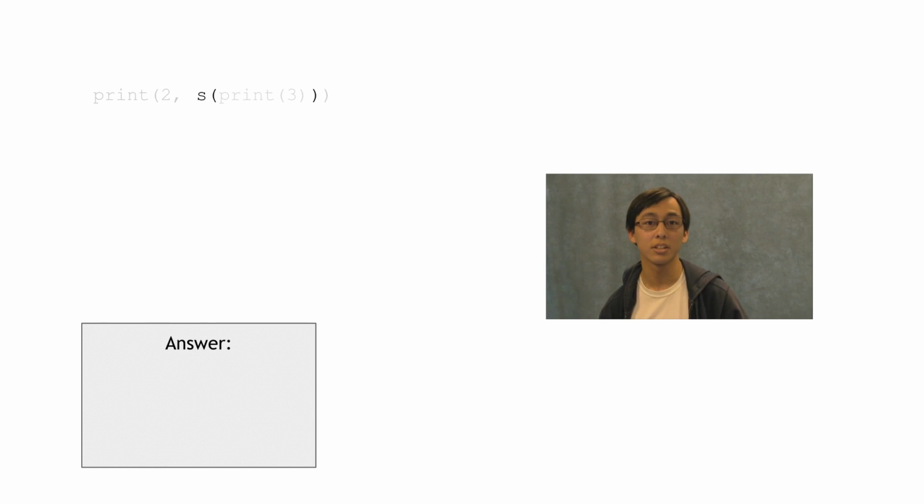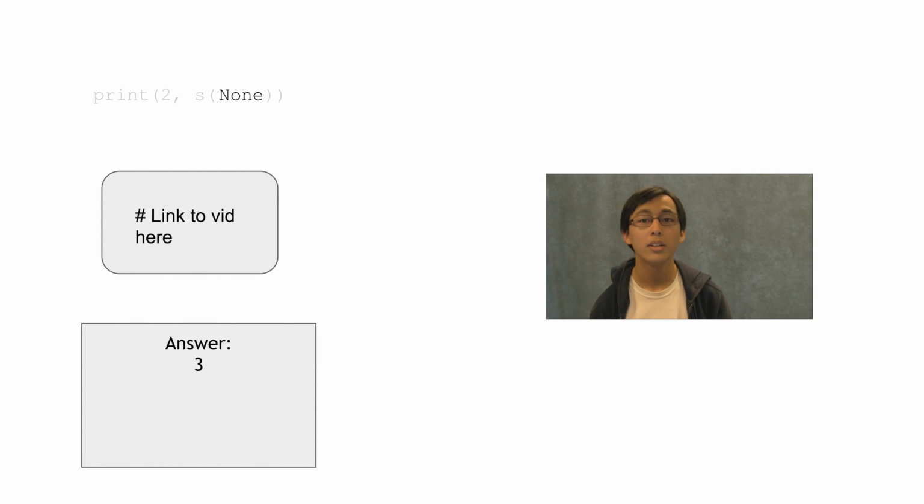We need to call s on another function. Well, we gotta do that so we can find out what to call s on, don't we? Oh, well, it's just another print function, and it's telling us to print 3. So we put 3 down here. And remember that print statements evaluate to None. So we replace this whole print statement with None. And if you need a refresher, Professor DeNero talks about it right here.